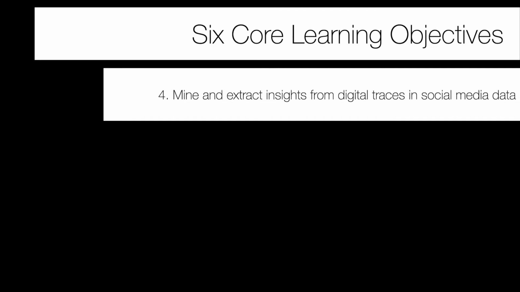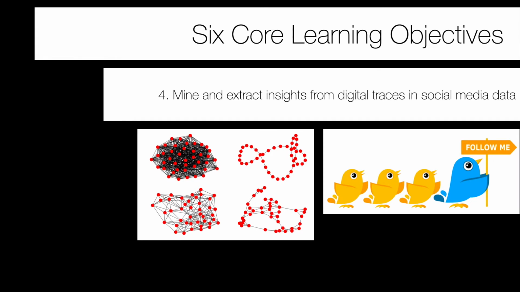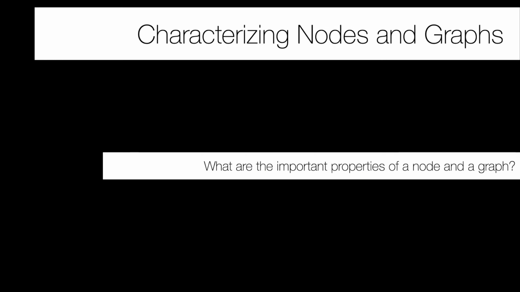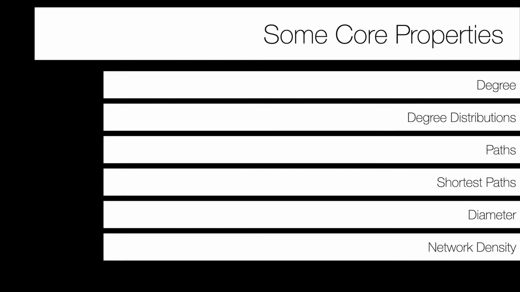For the 4th learning objective on mining and extracting insights from digital traces, we have already talked about some network characterizations in terms of things like density. So here, that top left graph is much more dense than the other graphs. We'll also talk about different kinds of subgraphs, and we'll talk about influence today, about different kinds of metrics for influence. Last time, we talked about characterizing nodes and graphs and some important properties thereof: degree distribution, paths, specifically shortest paths, diameter, and network density. So these things will reemerge today when we talk about different kinds of centrality.